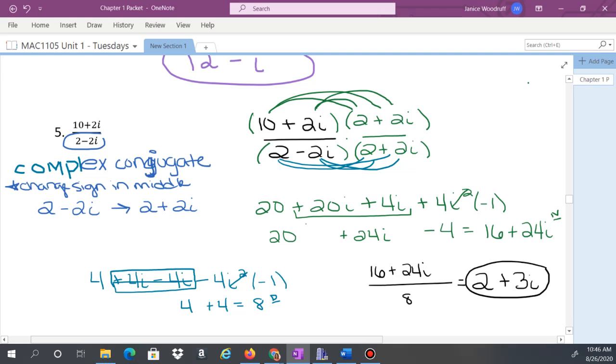On the test for this type of problem, we're gonna see the problem, what's it gonna say? Number 5, it would just say simplify.